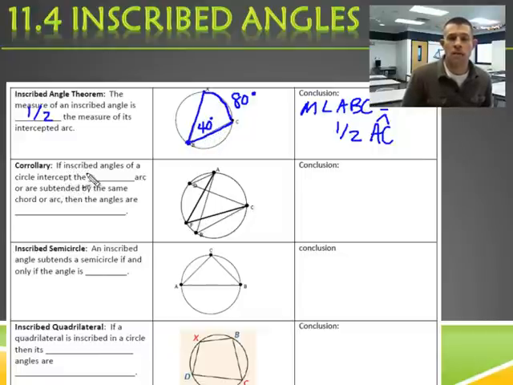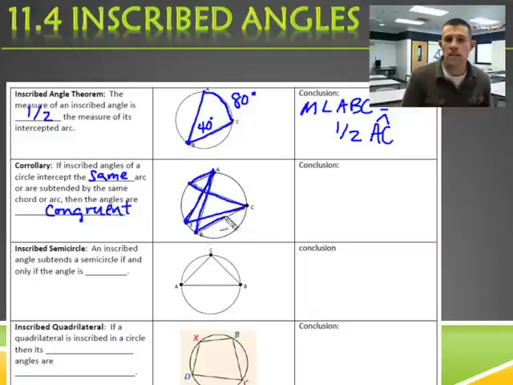A corollary to that says that if inscribed angles of a circle intercept the same arc, then those are subtended by the same chord or arc, then those angles are going to be congruent. And it simply means this. Here's a few inscribed angles. Here's angle AFC. Here is angle ABC. And finally, here's ADC.